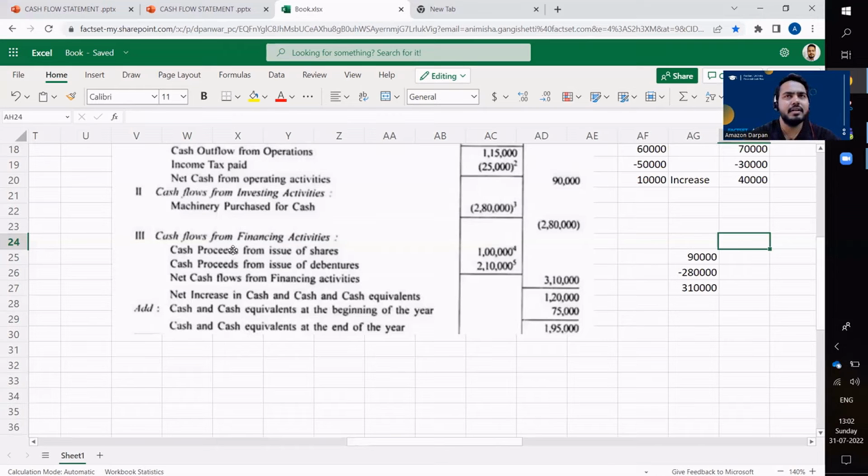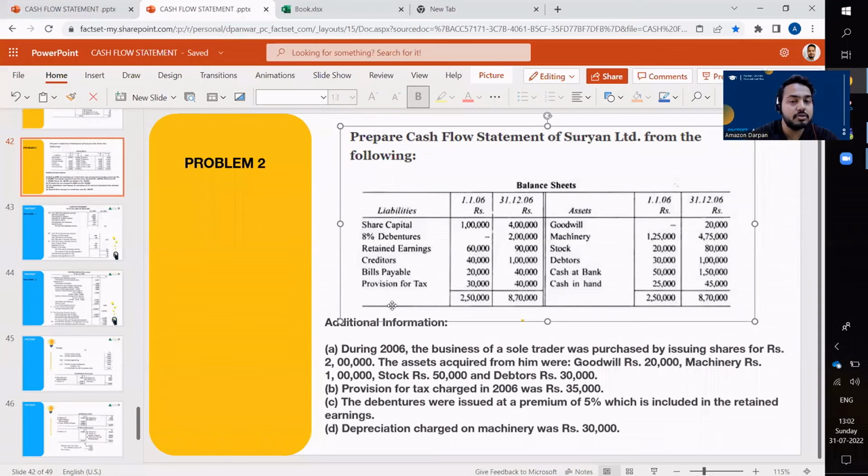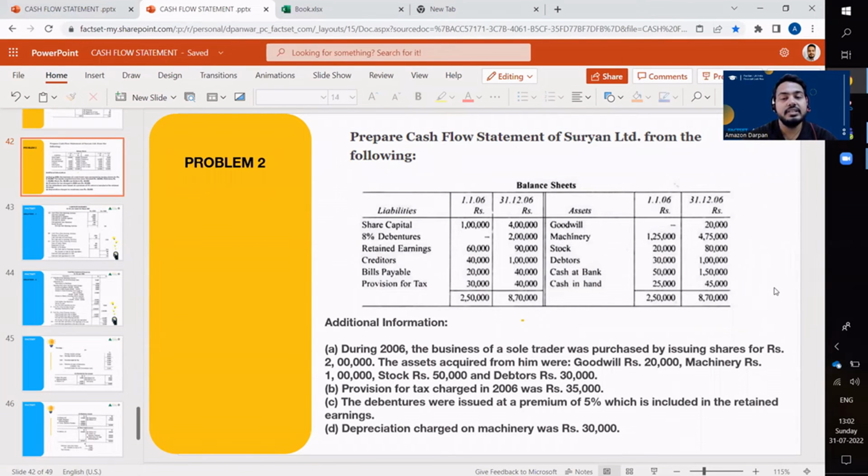You might not be able to easily find them through this question itself, because it needs a bit of practice, but as you practice you will get habituated, and you will yourself be able to gauge that okay, this is something financing activity, this is investing activity.